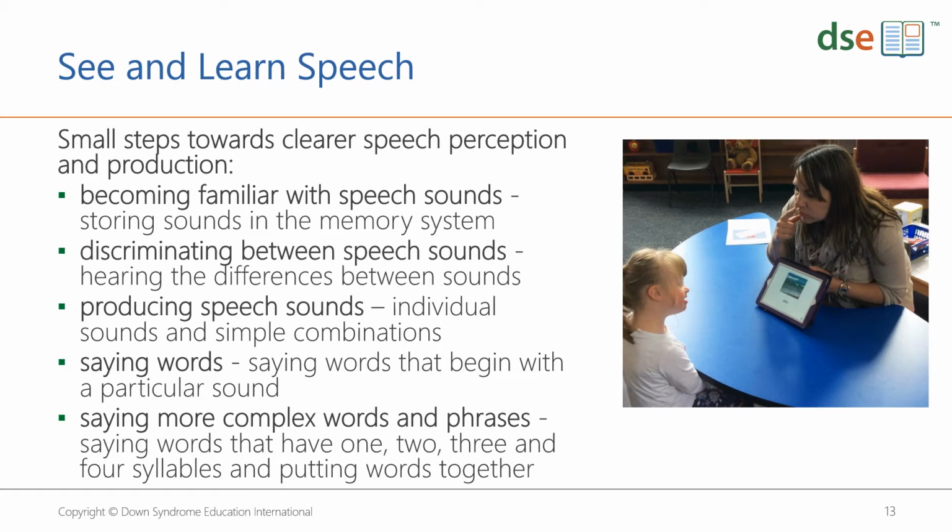But as children start to produce single words fairly clearly, when they move on to start to put 2 and 3 words together, the clarity of those individual words deteriorates. So practice is needed for all children as they develop clearer spoken language, and we're working at each of those steps for children with Down syndrome and similar speech difficulties.